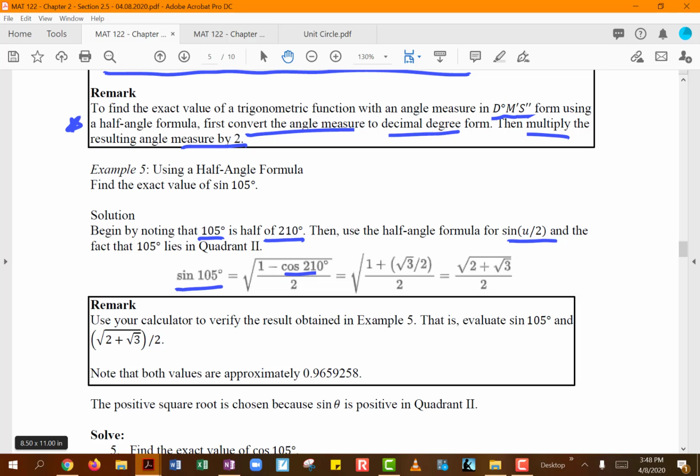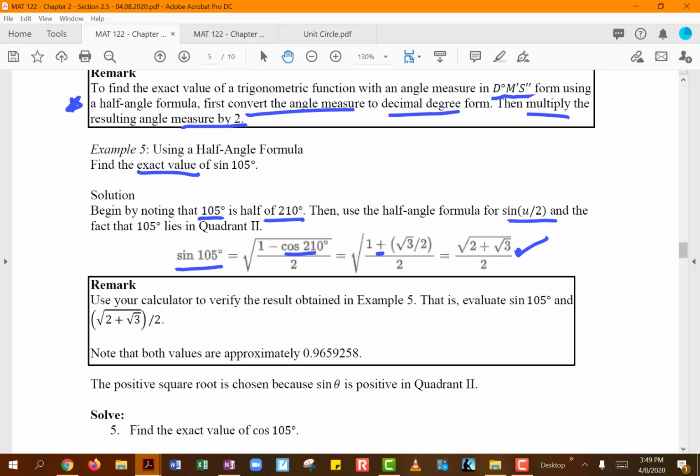And so negative times negative makes this a positive, and you can see how they simplified it. Now, since they are talking about an exact value, we leave our answer in this form. You're not going to do a decimal approximation. But if you just wanted to verify your answer, put this in your calculator and see what decimal answer you get. Look at sine of 105 degrees again in your calculator, and you should see both of them have the same decimal approximation. This is just a way to check your answer, but you are going to leave your final answer in this form.